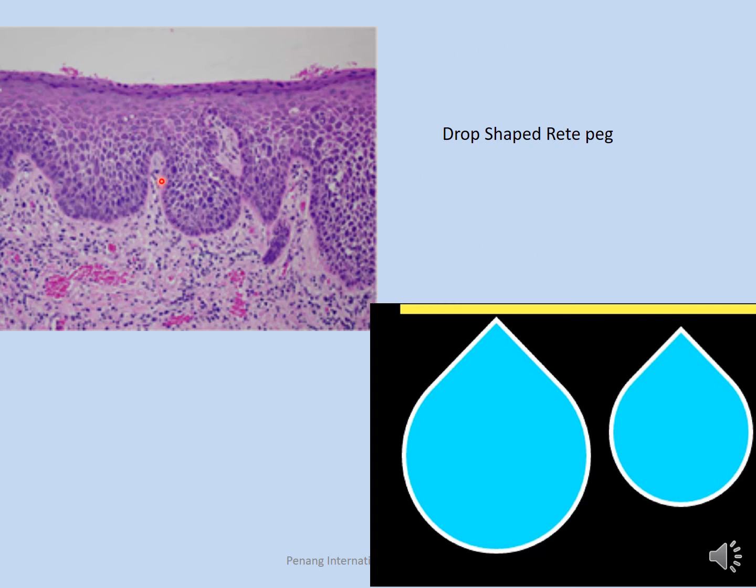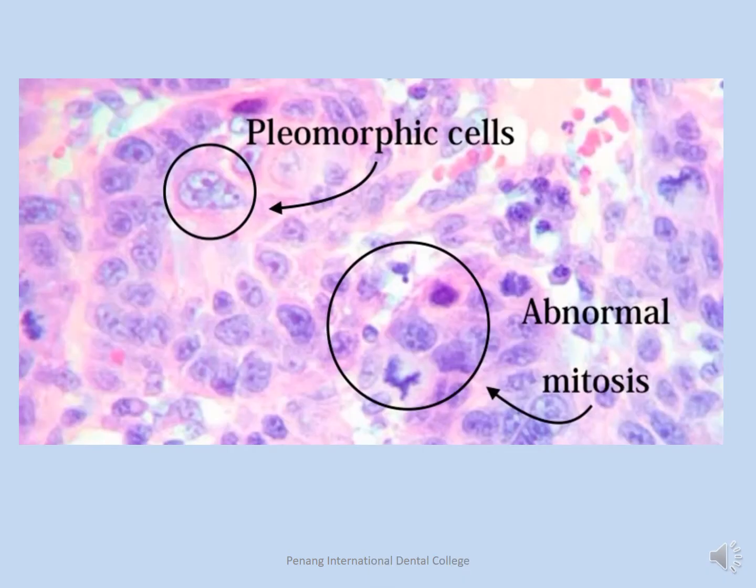So what do you mean by drop-shaped rete ridges? Well, if you notice, the shape of the rete ridges has now transformed to look like a drop, like a water droplet. Again, this is taking place because of the rapid proliferation. Now, if we look carefully, the other features are pleomorphic cells. The term pleomorphism: pleo means many, morph means morphological appearance. If you look at these cells here, different cells have different sizes and shapes, which is described as pleomorphism and is a feature of dysplasia.